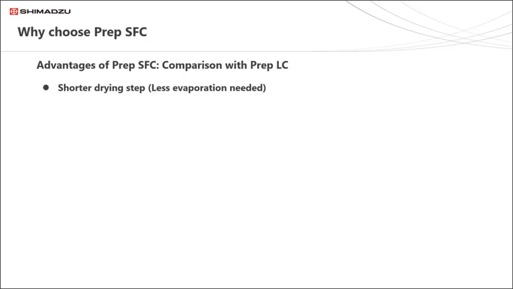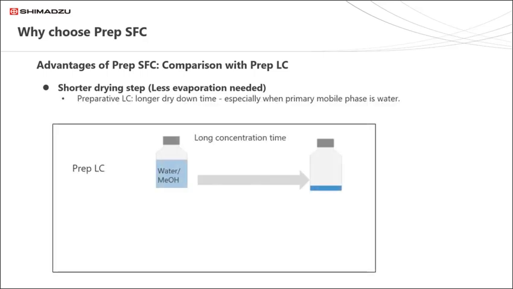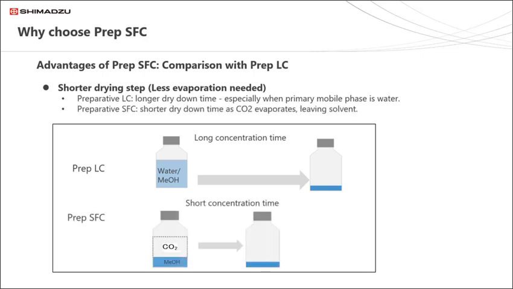Shorter dry down times, simpler post-processing. Preparative LC, longer dry down times, especially when the primary mobile phase contains water. Preparative SFC has shorter dry down times because the CO2 is vaporized during fraction collection.